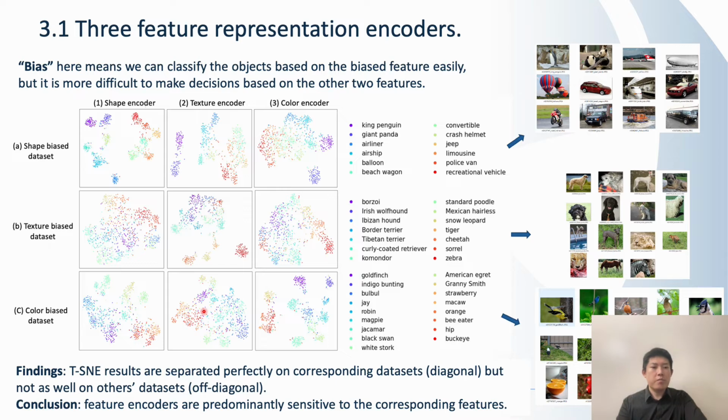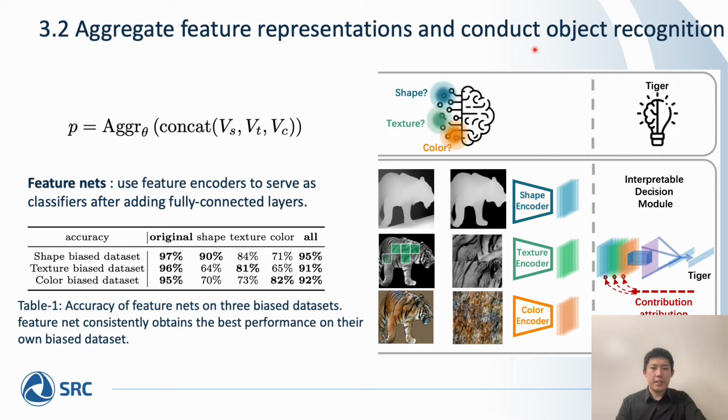This shows the feature encoders are predominantly sensitive to their corresponding features. For example, the shape encoder separates well on the shape bias dataset, but not as well on the texture and color bias dataset. Finally, we need to aggregate those extracted feature representations and conduct the final object recognition.